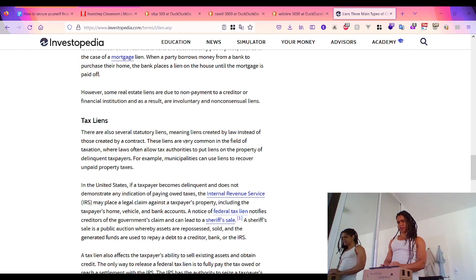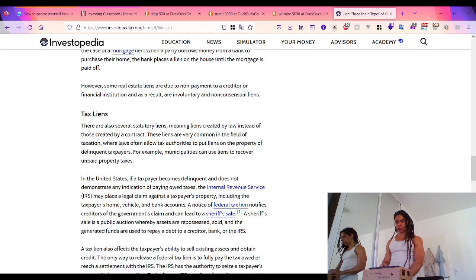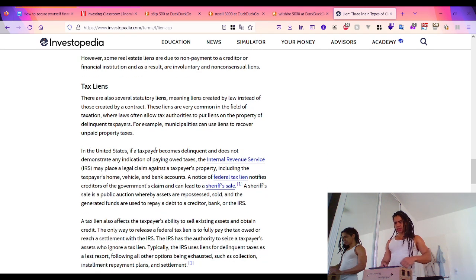These liens are very common in the field of taxation, where laws often allow tax authorities to put liens on the property of delinquent taxpayers. For example, municipalities can use liens to recover unpaid property taxes. In the United States, if a taxpayer becomes delinquent and does not demonstrate any indication of paying their taxes, the Internal Revenue Service may place a legal claim against the taxpayer's property, including homes, vehicles, and bank accounts. Oh my God.